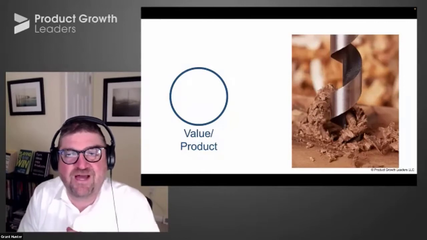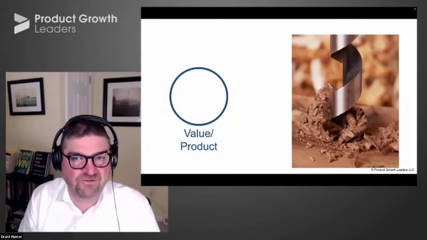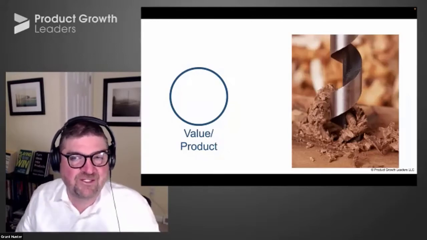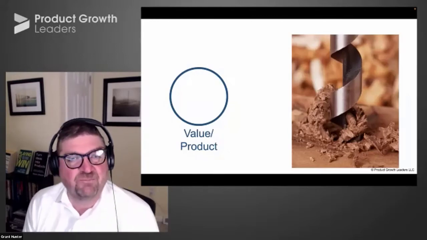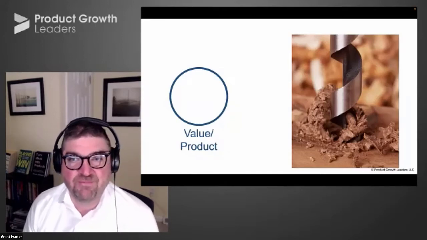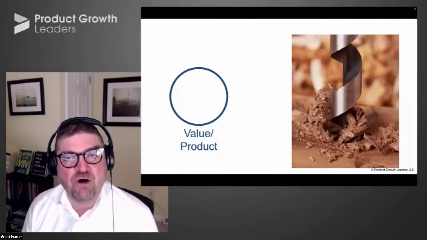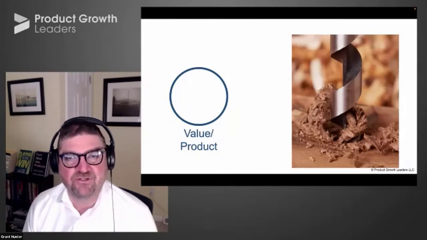Your customer does not buy your product. They buy the value your product delivers. Theodore Levitt, in his HBR article, Marketing Myopia, famously said, people don't want a 1/4-inch drill. They want a 1/4-inch hole. And some take it even further, and I actually agree with them: what are they doing with that 1/4-inch hole? What will the 1/4-inch hole enable? The outcome to build a desk or hang a picture.